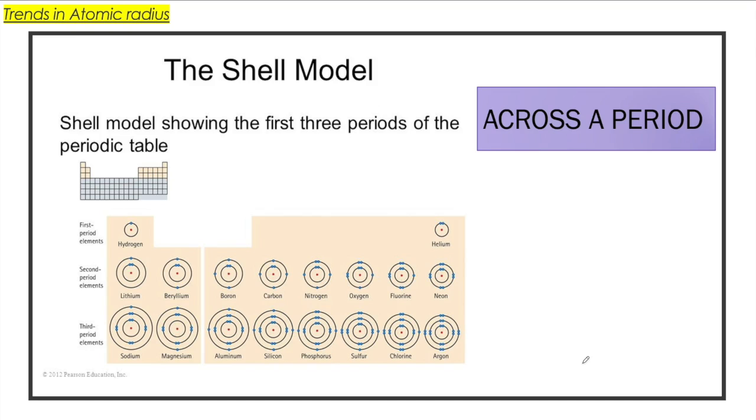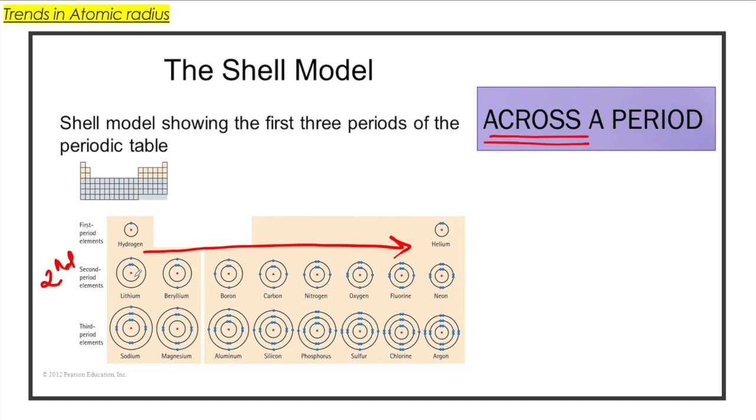Now let's try and understand what happens to atomic radii when we go across a period. So when we go across a period, we notice that in a particular period, for example, if we take this second period, the number of energy shells remains constant. From lithium to fluorine, the number of energy shells is the same. However, the number of protons increases. Because the number of protons increases by 1, the number of electrons also increases.